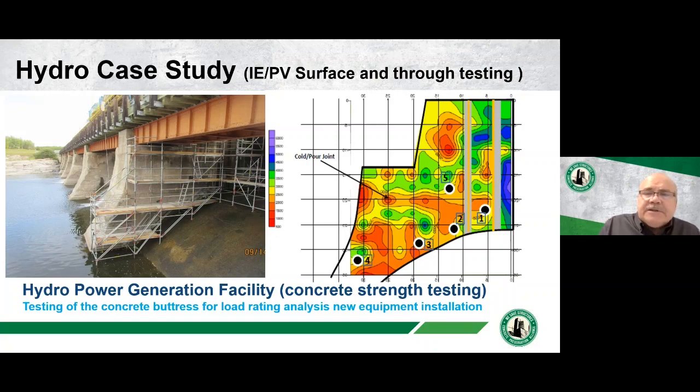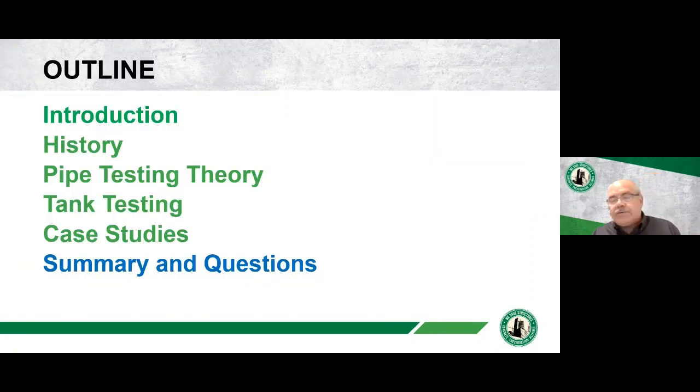Interesting here, just to delineate the difference between surface testing and through testing. With access to both sides of a concrete member, we can do through testing. So with the energy source on one side, we have the sensors on the other side. As long as we know the horizontal and vertical position of our energy source and sensor, we can test right through this concrete buttress, happened to be about 8 feet wide, and get the concrete strength, the core concrete strength.